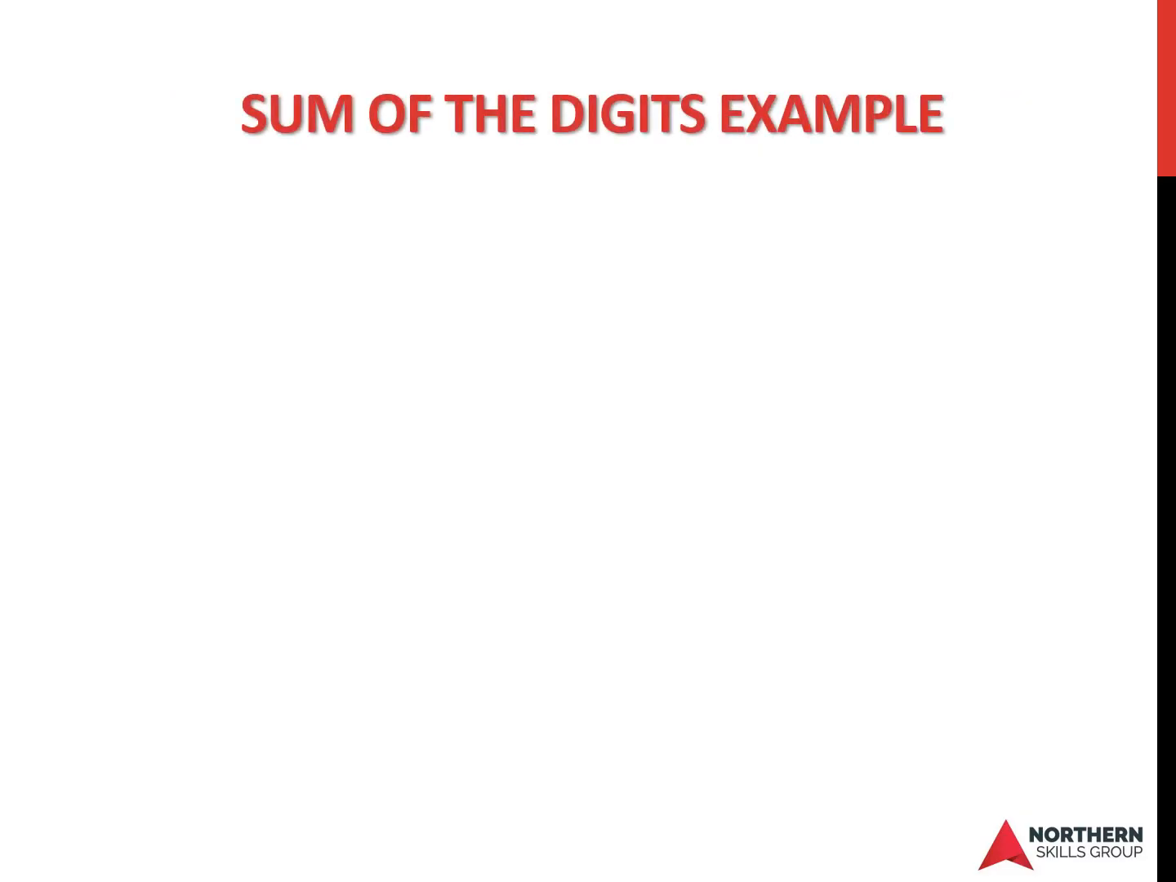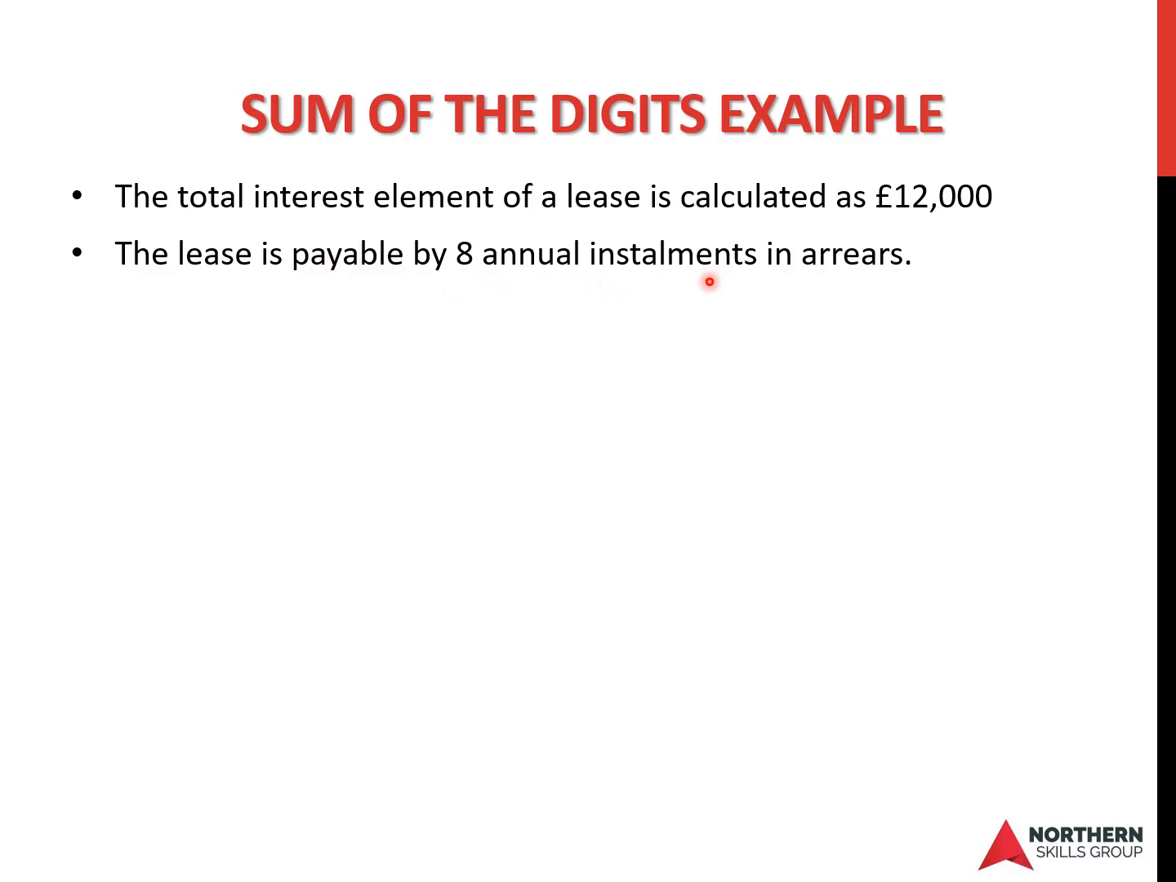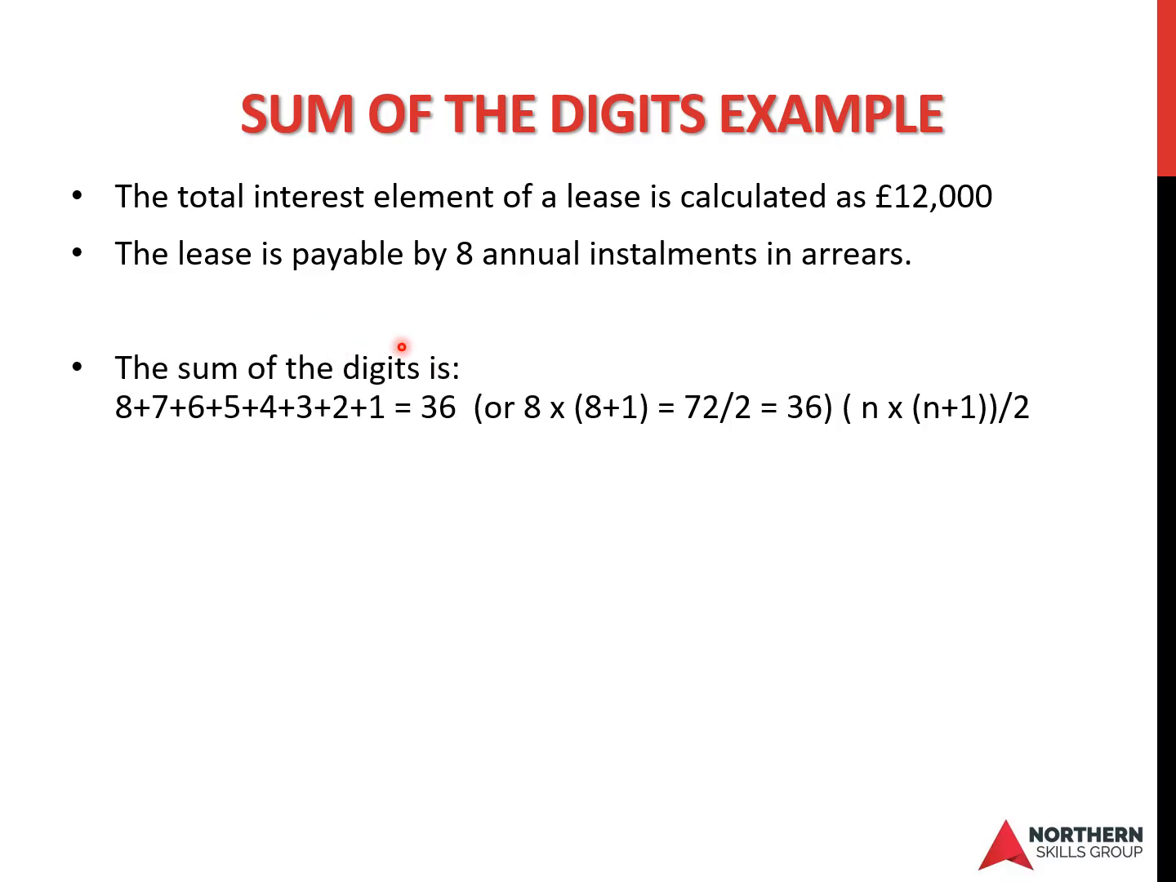So here's a quick example of how this calculation works. We've calculated that the interest element, the difference between the total lease payments and the capital amount that we've treated as borrowing, the total interest is treated as £12,000, and there are 8 annual instalments payable in arrears. So each one of those will be treated as containing an interest element. Using the sum of the digits method, we can work out the interest in this way. First of all, we add up the number of instalments in this manner. So we've got 8 instalments.